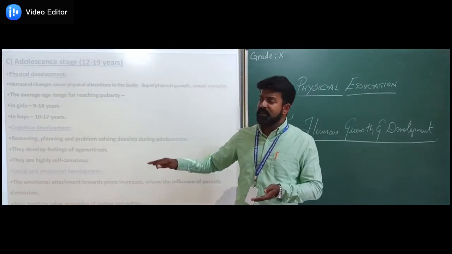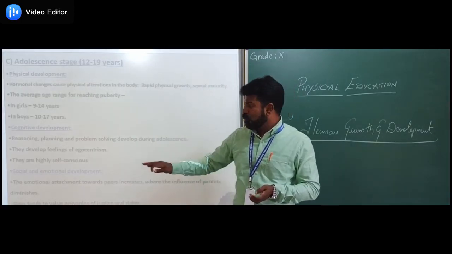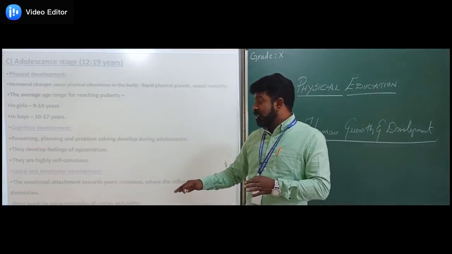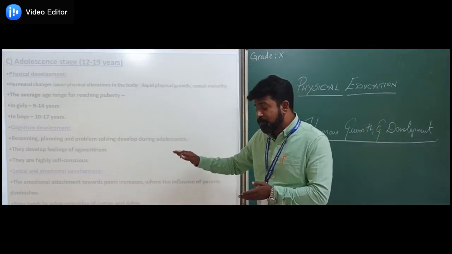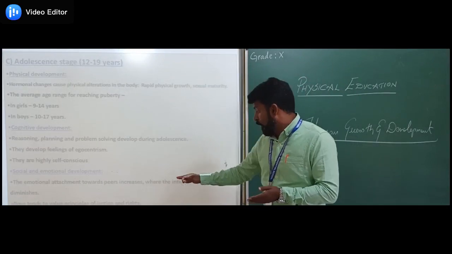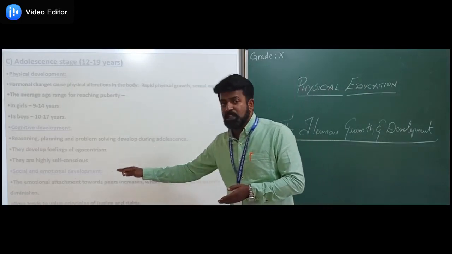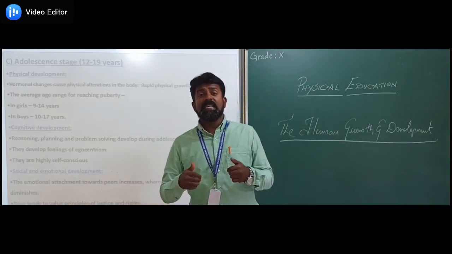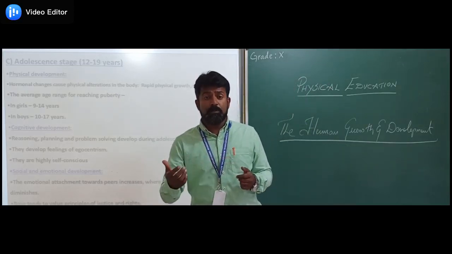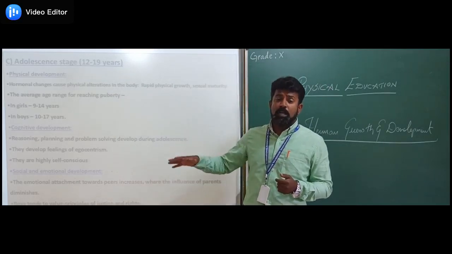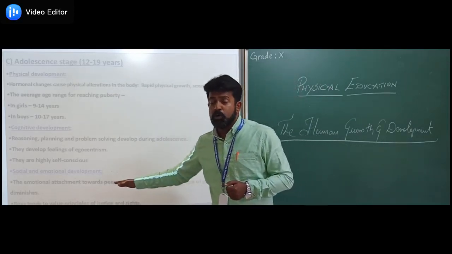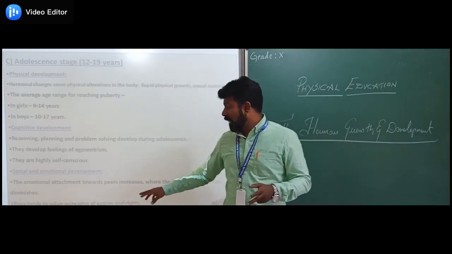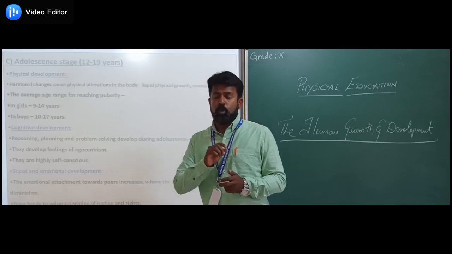And the last part of this adolescent stage is social and emotional development. The emotional attachment towards the parents and towards peers increases, where the influence of parents diminishes. So in the two previous stages, we saw that there is increased attachment with the parents, but when it comes to adolescence, it is going to reduce towards the parents, and there will be an increase in the attachment with the peer groups.